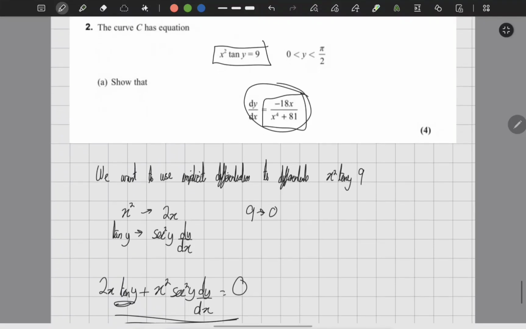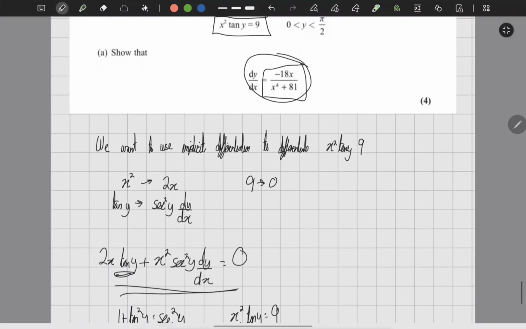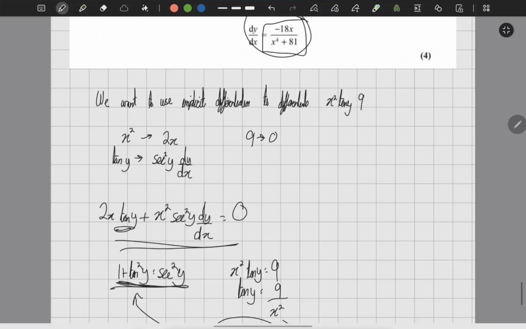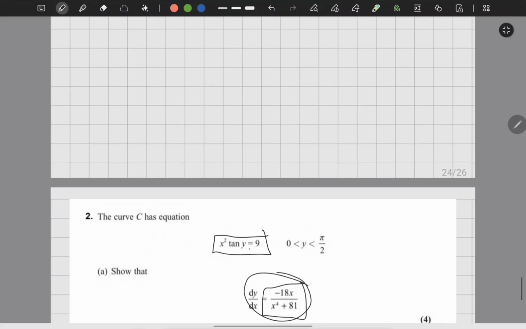This is quite a tricky question, but it's only worth 4 marks. So we have to do some differentiation implicitly, making sure we don't mess up by missing out the dy over dx. And then we also have to use some trig identity, which you should know is a standard one: 1 plus tan squared y is equal to sec squared y. And then we also use this, which isn't an identity, it's just from the question: x squared tan y equals 9.